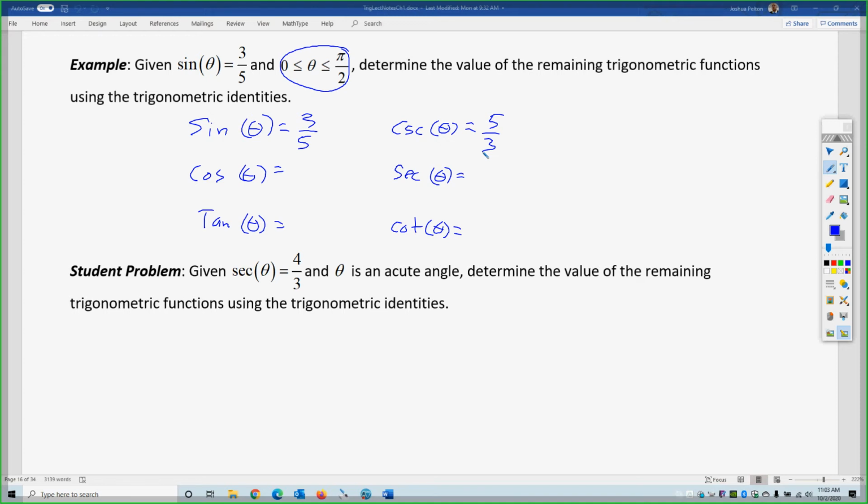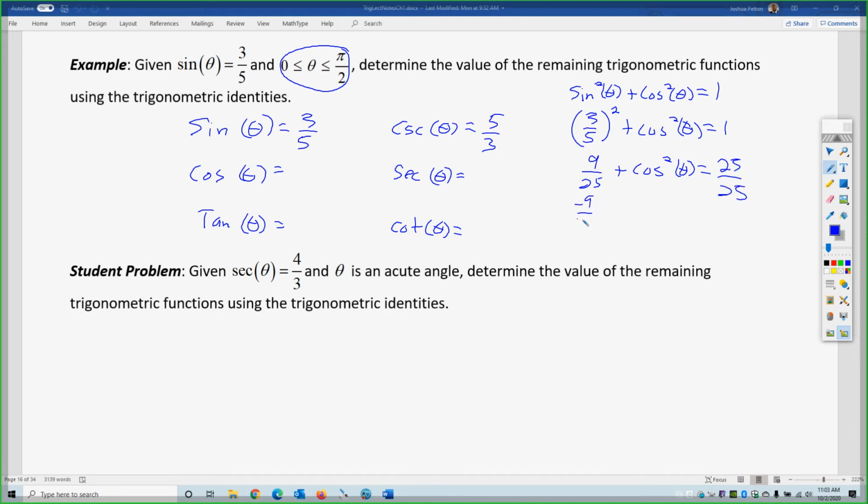The Pythagorean identity says sine squared plus cosine squared equals 1. So sine is 3/5. Cosine we don't know. So we have 9/25 plus cosine squared equals 1. Let's see, we want that in terms of 25ths. That'd be 25/25. So if we subtract 9/25, cosine squared of theta equals 16/25.